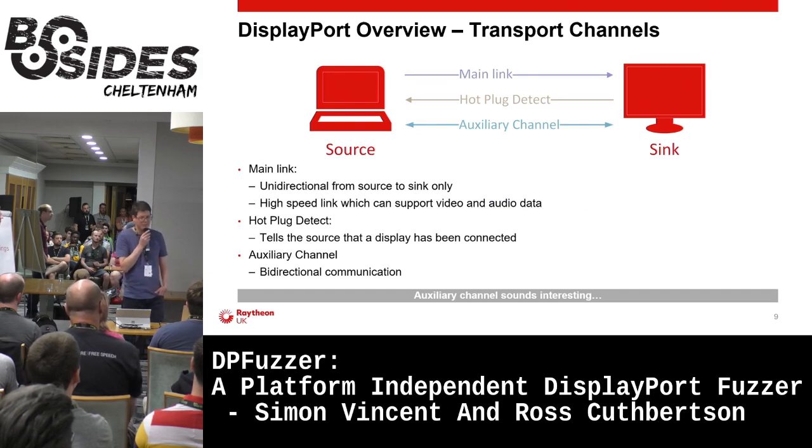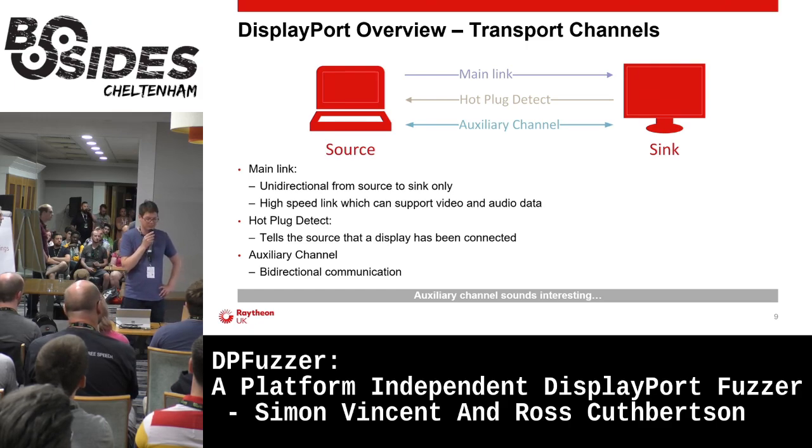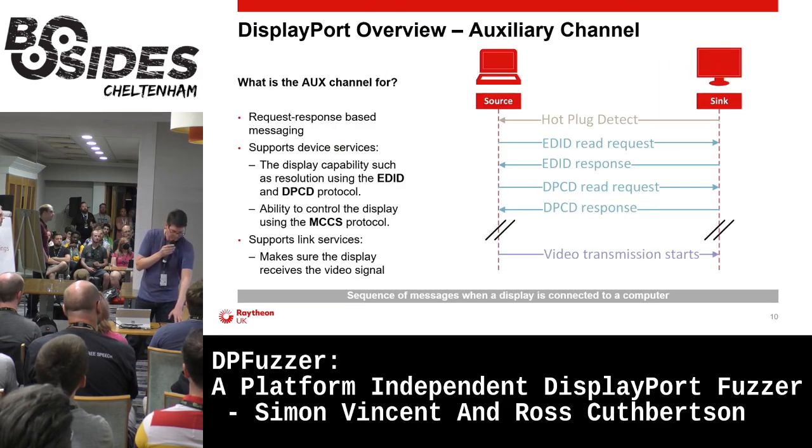And the specification states that there are 3 main channels. There's a main link, which is the high-speed video link, which carries video in one direction only, from the computer to the display. There's a hot plug detect, which is basically a pin, which when driven high, or voltage is applied, it'll wake up the computer. And there's the auxiliary channel, which is a bidirectional communication channel. And this is what we're going to target.